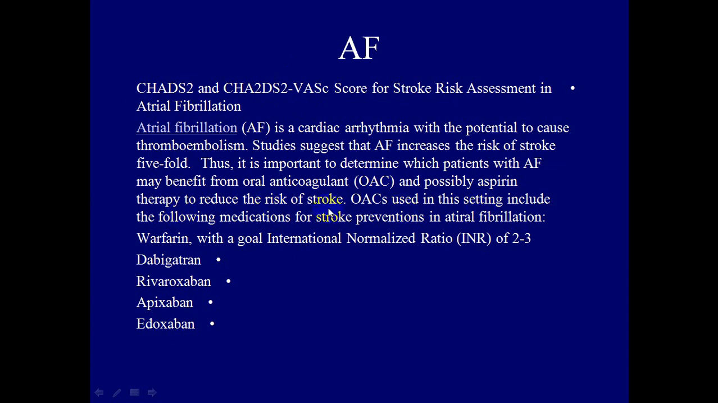the risk of stroke. Oral anticoagulation used in this setting includes the following medications for stroke prevention with atrial fibrillation. The standard treatment is warfarin, but warfarin is a nasty medicine with a lot of complications and a bleeding tendency. And an INR between 2 to 3 is targeted. International normalized ratio must be 2 to 3 and followed every 2-3 weeks. Some patients do INR every 3 weeks.